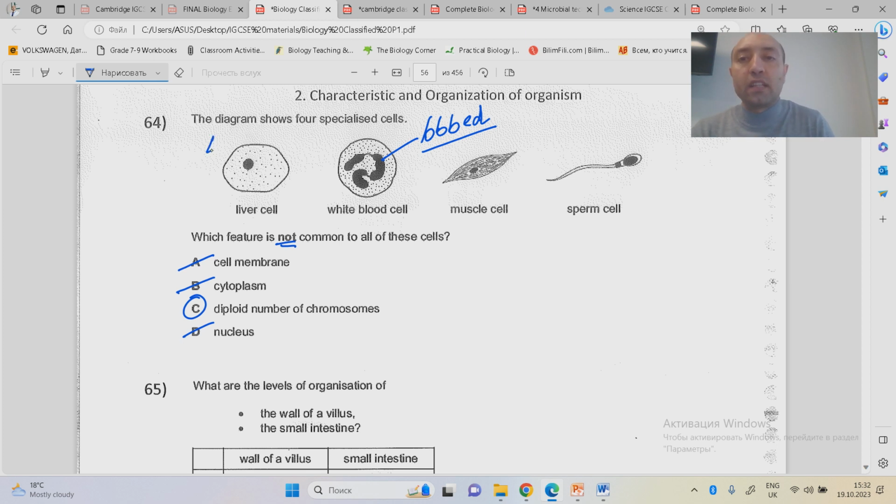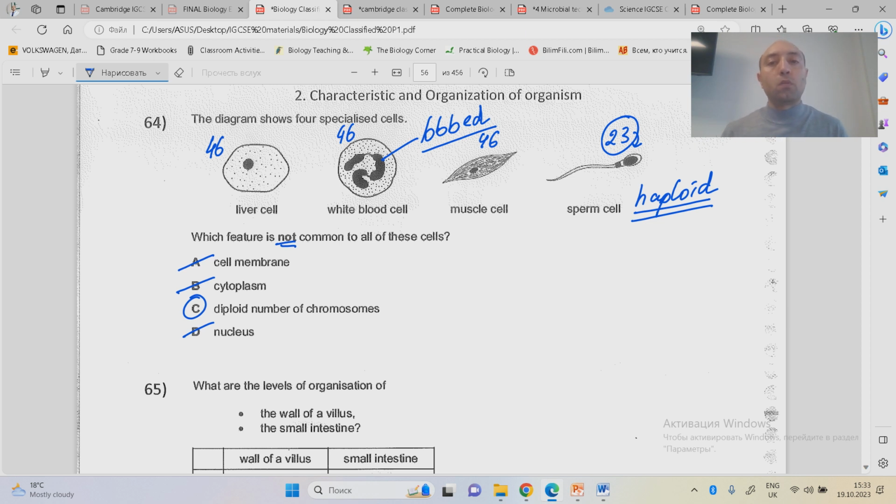Liver cell contains, let's say, 46 chromosomes. White blood cell contains 46 chromosomes in the nucleus. Guys, chromosomes are in the nucleus, don't forget. Sperm cells have 23 chromosomes in here. But muscle cells are also body cells with 46 chromosomes. So chromosome numbers in sperm cells are lower than others. And if there is half of the other cells in biology, it's known as haploid. So sperm cells are haploid, but liver, white blood cell, and muscle cell are diploid.